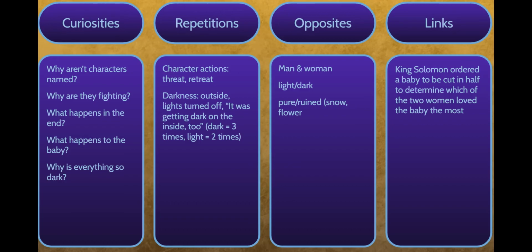And then there is one link toward the end. There's a story from the Bible where King Solomon has to decide between two mothers which one is the actual mother, and so he says that the baby they're fighting over should be cut in half to determine which of the two women loves the baby the most, and the one who is the real mother says that the other one can have her. So there is an allusion to that. I made notes of that, and I'm making those connections and seeing those patterns.